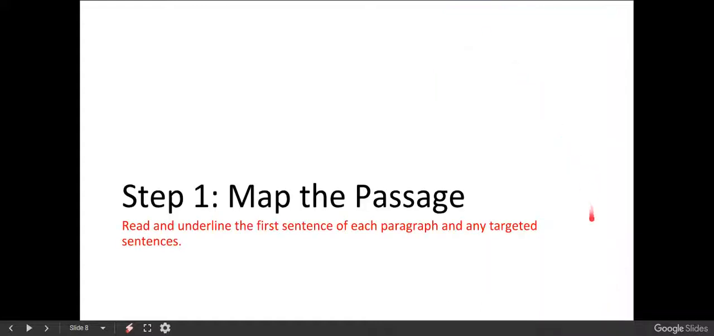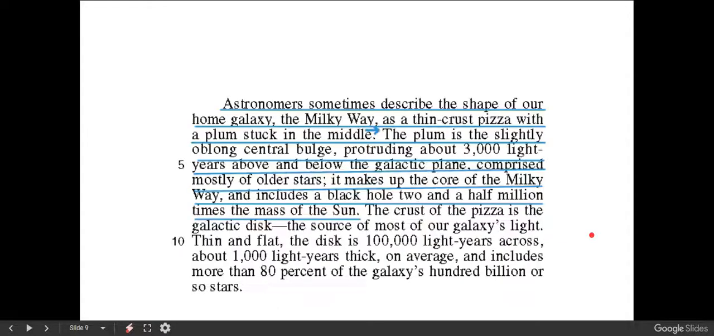Our first step is going to be read and underline the first sentence of each paragraph and any targeted sentences. And I'll explain what that is. So the first sentence, astronomers sometimes describe the shape of our home galaxy, the Milky Way, as a thin crust pizza with a plum stuck in the middle. I'm going to keep going on this one because I want to see a little more what it says about this plum stuck in the middle. The plum is slightly oblong central bulge protruding about 3,000 light years above and below the galactic plane, comprised mostly of older stars, makes up the core of the Milky Way and includes a black hole 2.5 million times the mass of the sun. So that explains a little bit. So that's a little bit of a target sentence.